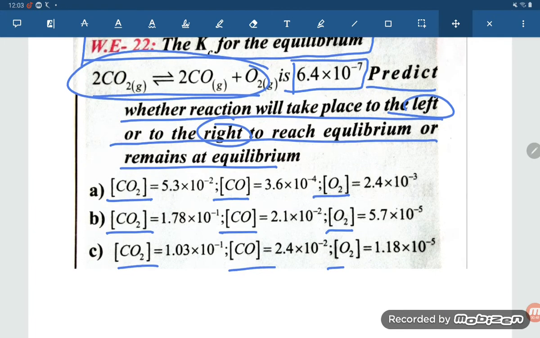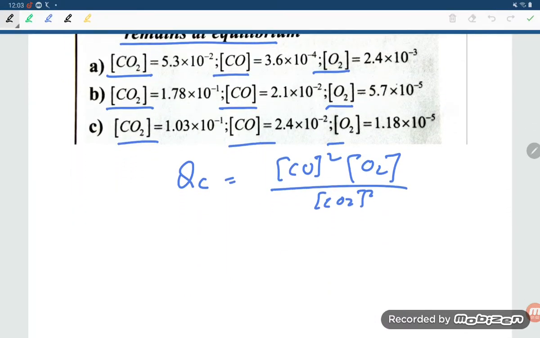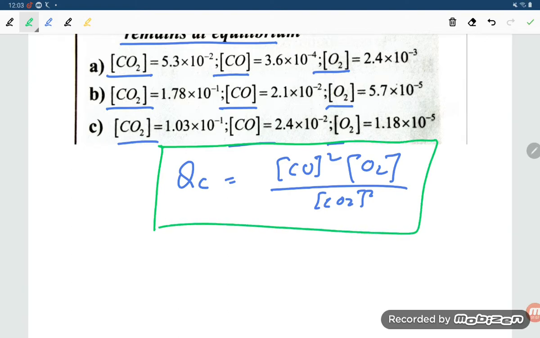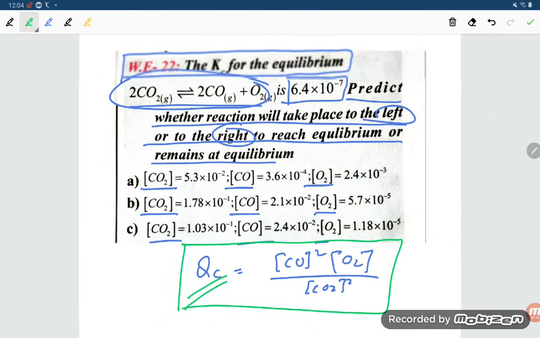So if you are writing Qc, how can you write it? Qc is CO power 2 times O2, divided by CO2 power 2. This is known as the equilibrium quotient. With the help of Qc, since Kc is already there, the value they have given for Kc is 6.4 into 10 power minus 7.